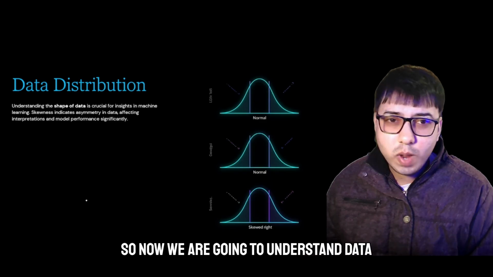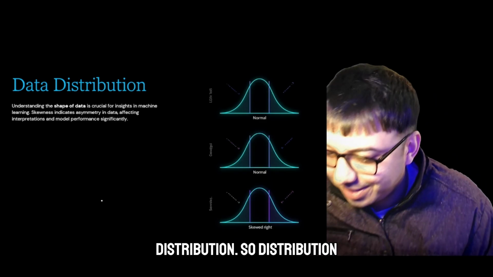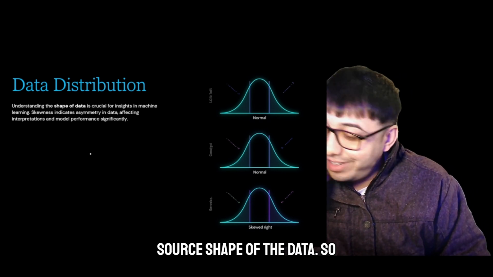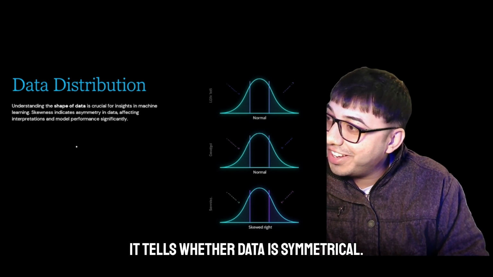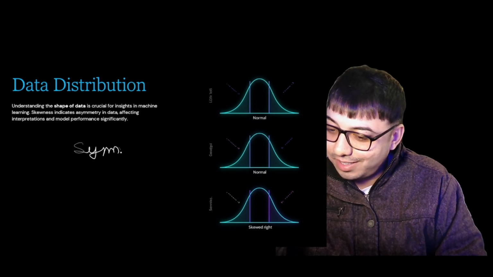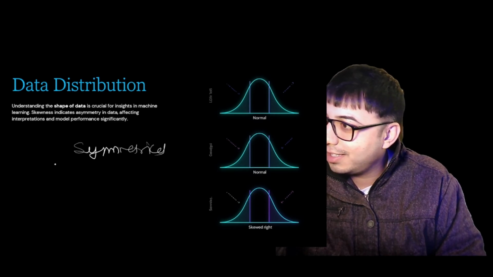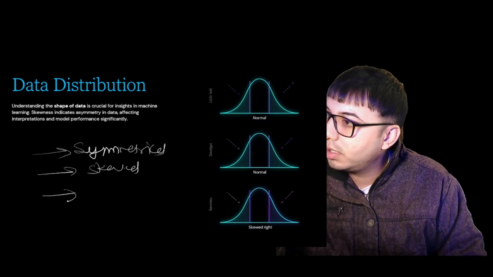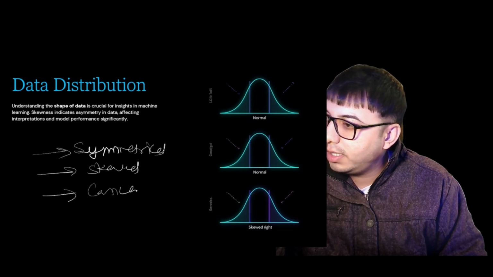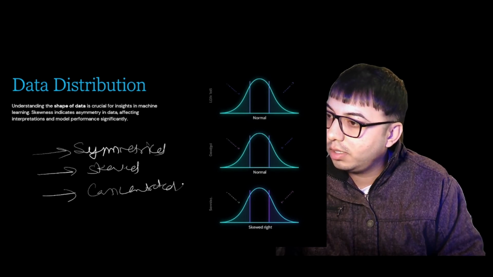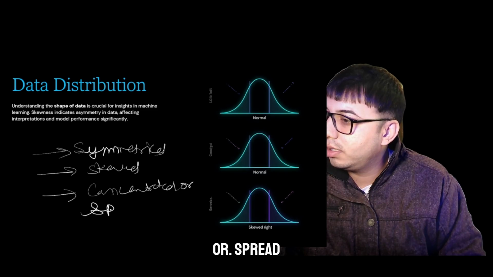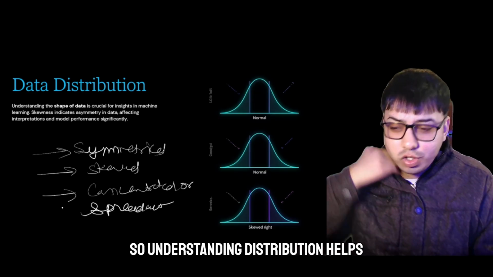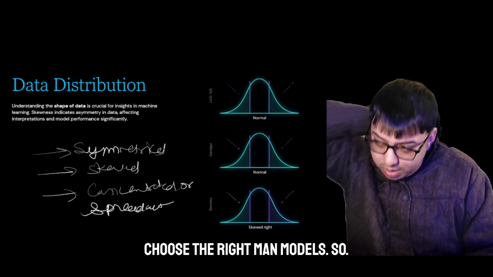So now we are going to understand data distribution. So distribution shows the shape of the data. It tells whether data is symmetrical, skewed, concentrated, or spread out. So understanding distribution helps choose the right ML model.